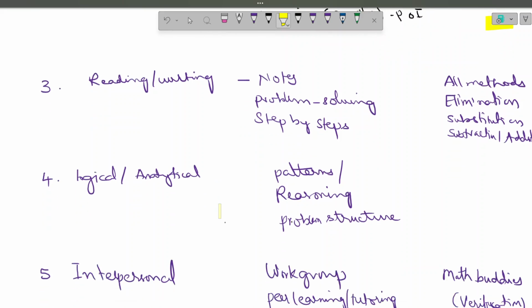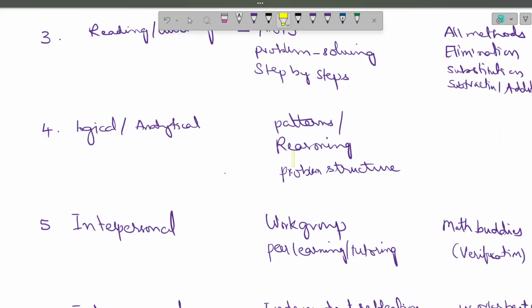The fourth one is the logical analytical people. This logical analytical type of student, they see the patterns. What are the patterns in the elimination method? What are the patterns in substitution? And they make their own patterns and reasoning to understand the problem. In other words, they understand how the structure of the problem is there, and how it can be solved.